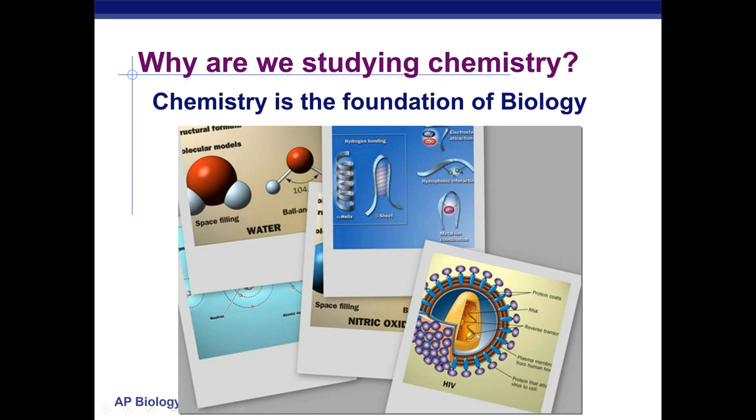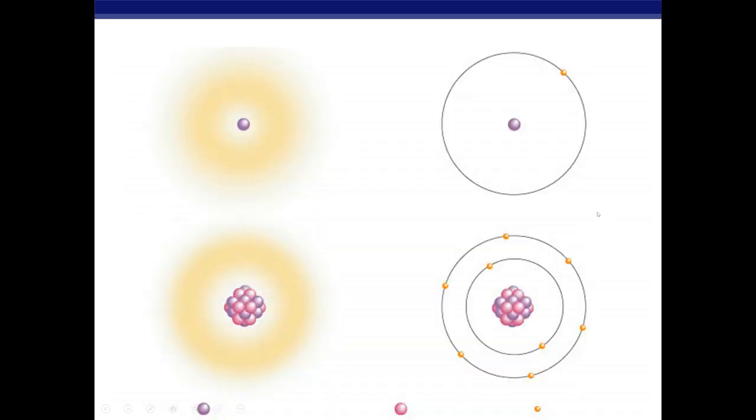This is a virus, this is HIV, and there is a huge debate in the medical science community whether a virus is a living organism or not. But either way, it is protein and receptors and DNA that are all created through chemical bonds.